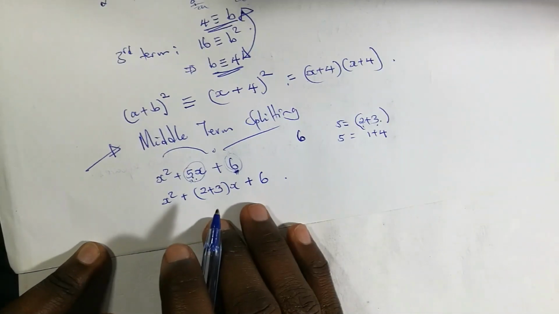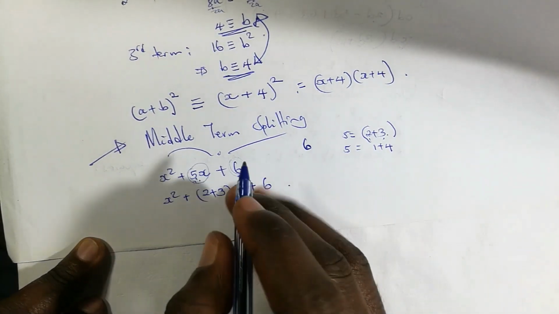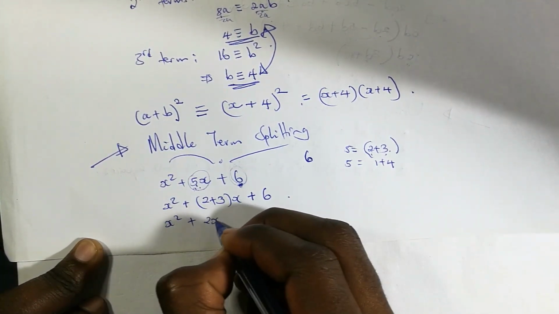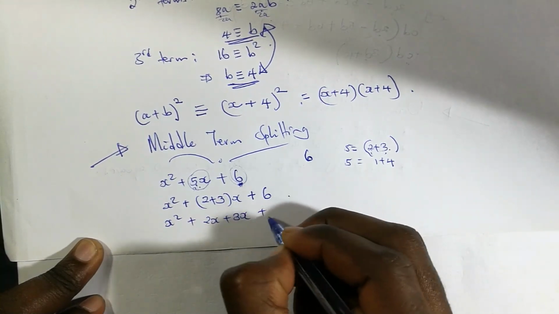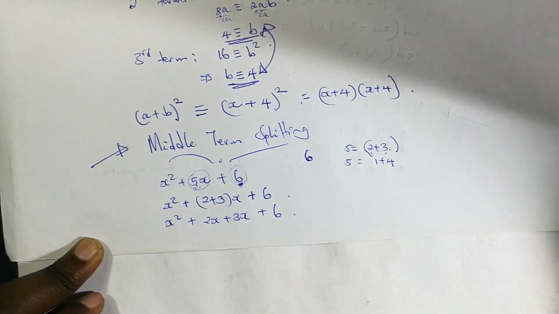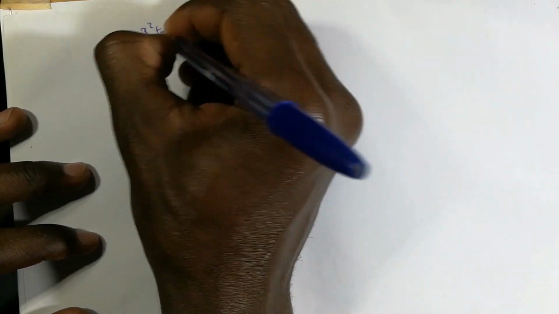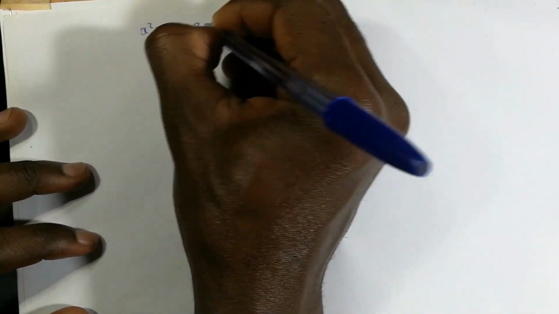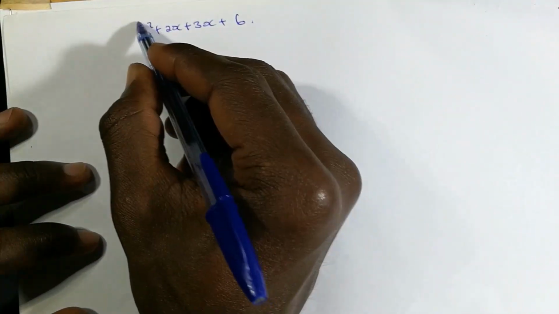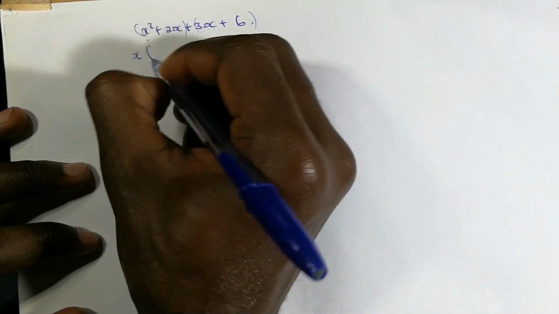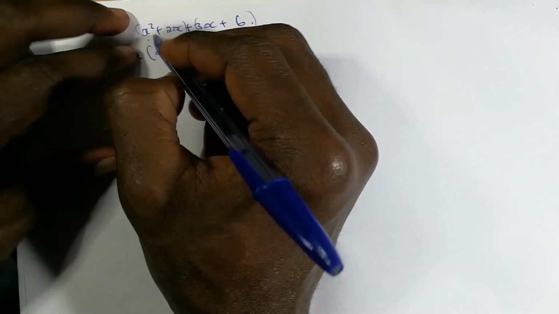Then our x squared plus, now we open that, we have 2x plus 3x plus 6. So we had our x squared plus 2x plus 3x plus 6. Now we can just group them. Let me say like that. And we see a common term here is x, which leaves x squared.